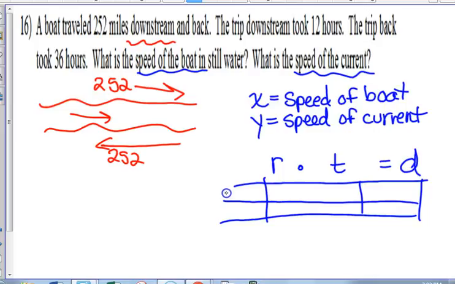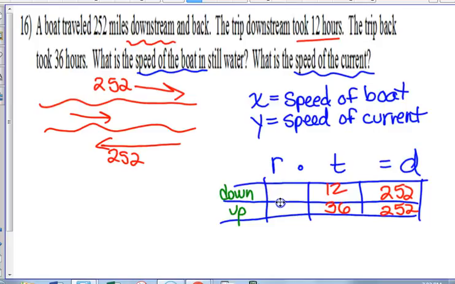All right, so we have downstream and upstream. Fill in something you can tell me, guys. The distance is 252 miles down, each way. Okay, what else do you know? The time is 12 hours down, and it took 36 to get back. It's a long trip.